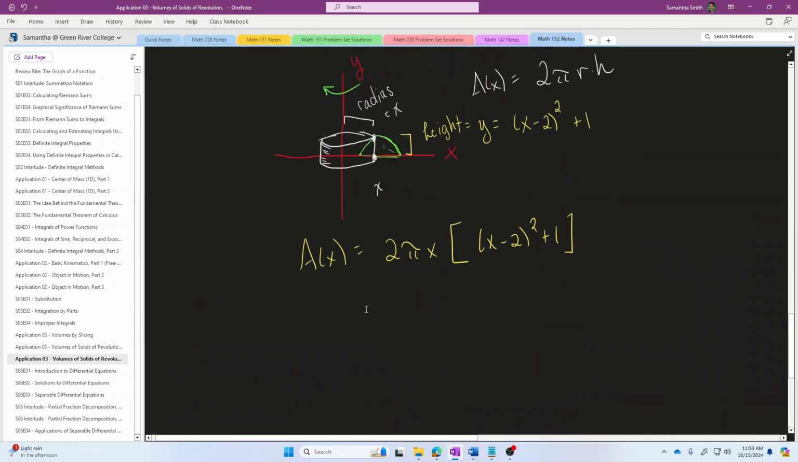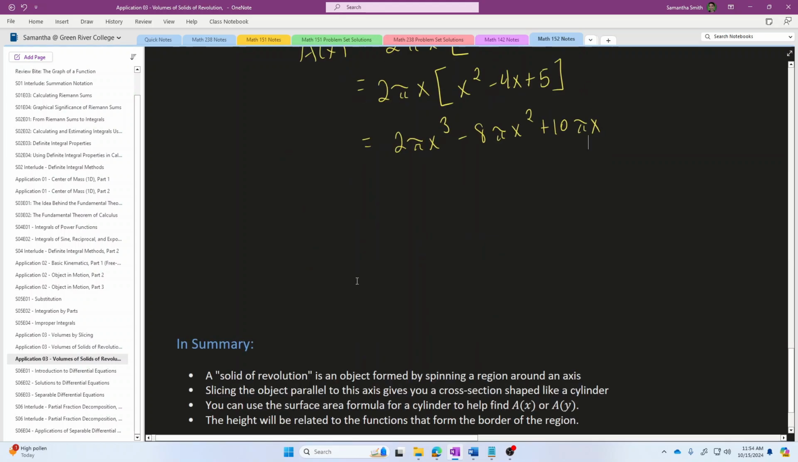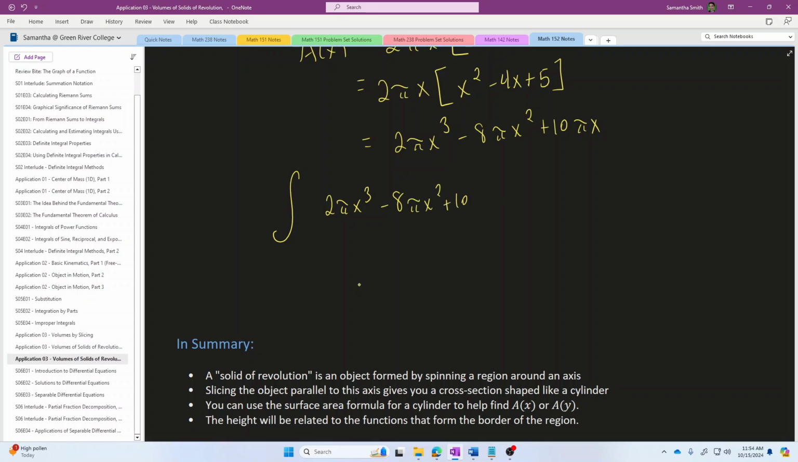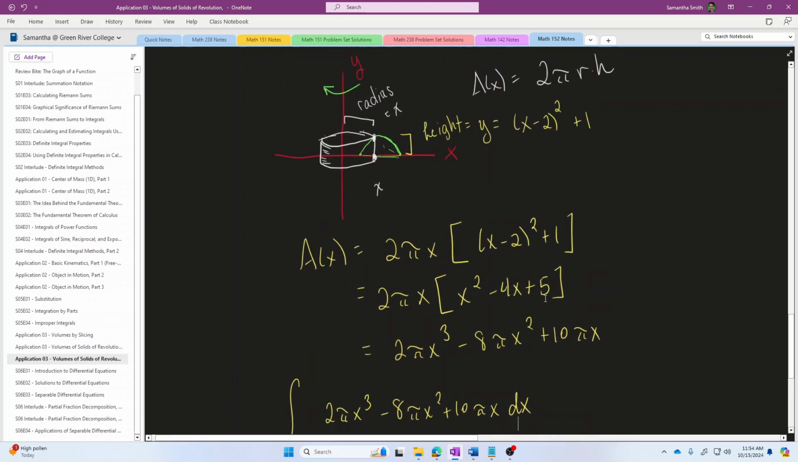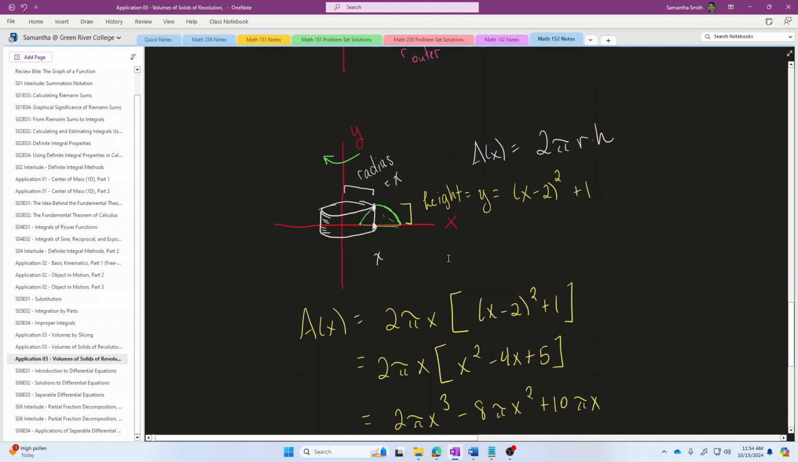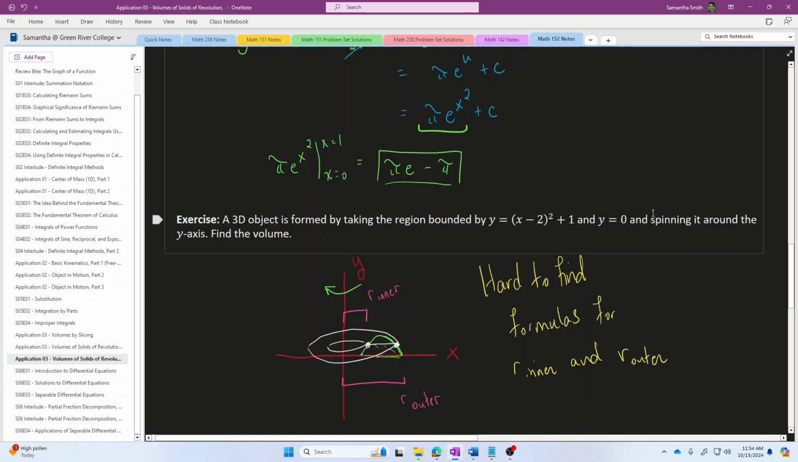Okay, let me simplify this area function first of all. And now I will integrate that area function from the smallest x value in the region to the largest x value in the region. Oops, I just realized I had an error in the problem statement compared to my drawing. I was thinking that the problem statement had a y value of negative (x minus 2) squared plus 1.